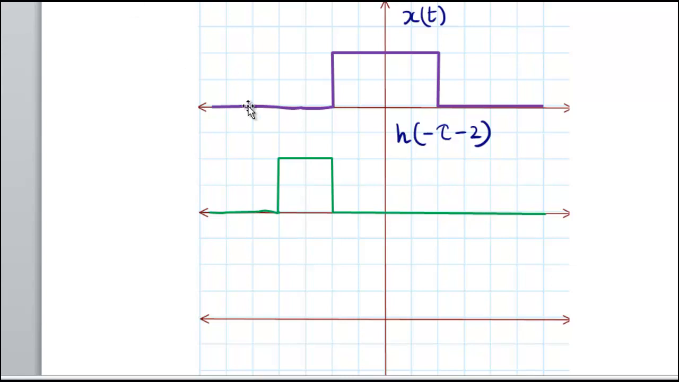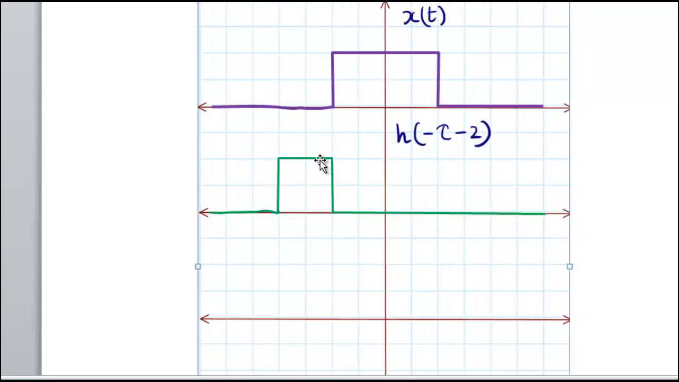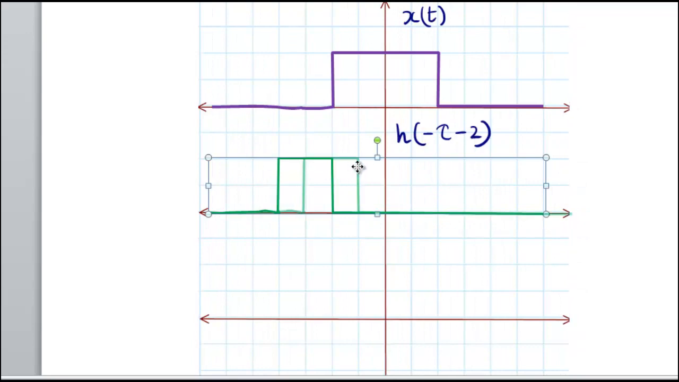x of tau and h of t minus tau, and what I have to do is move this value of t, which is right now minus 2, slowly towards the right. Now when both these signals multiply, I will get the multiplication as a signal which is basically going from here to here.